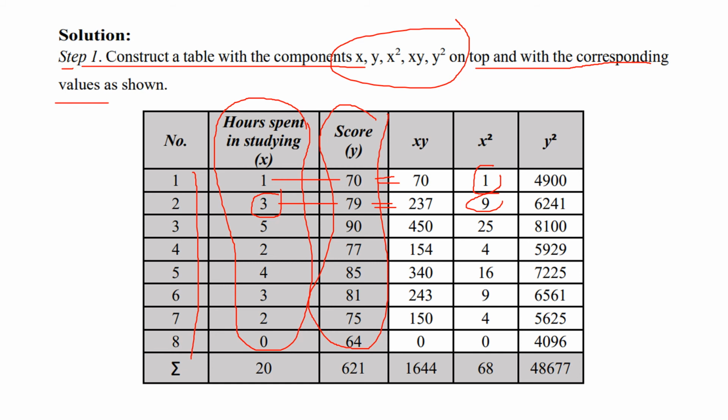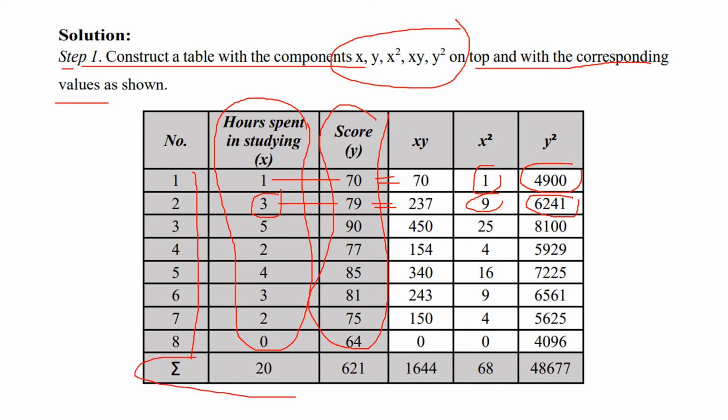For the sixth column, we simply take the square of the values under your third column: the square of 70, 79, 90, 77, 85, 81, 75, 64. So 70 multiplied by 70 is equal to 4900, and 79 multiplied by 79 is 6241. That will be your sixth column.